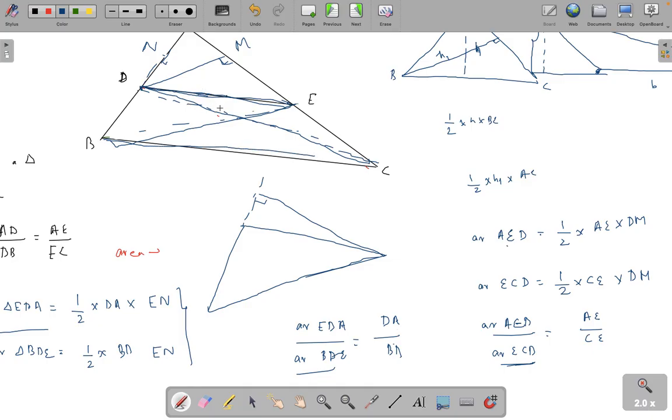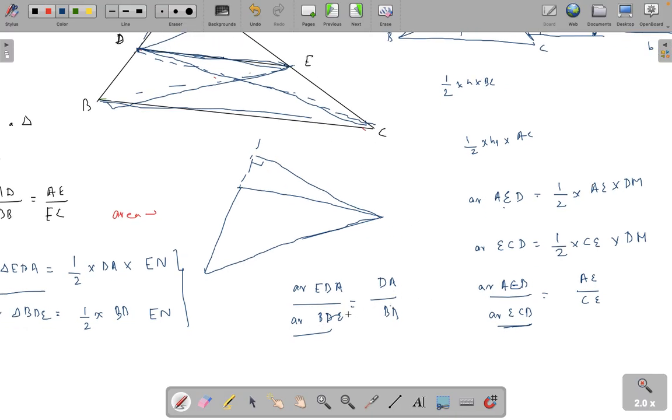So you know this theorem: when two triangles lie on the same base and between the same parallels, what property do they satisfy? They are congruent. No, they are not congruent, they have the same area. Okay, I'll show you the proof as well.